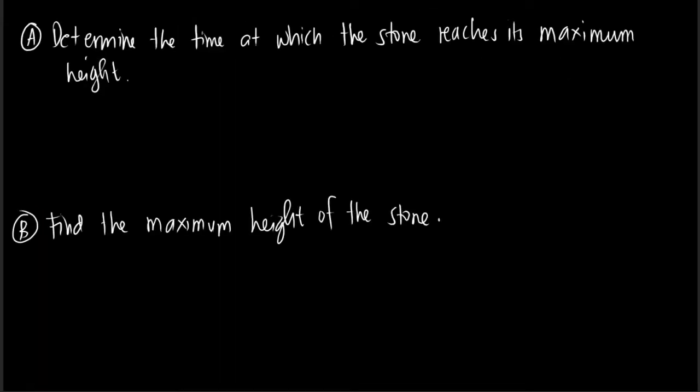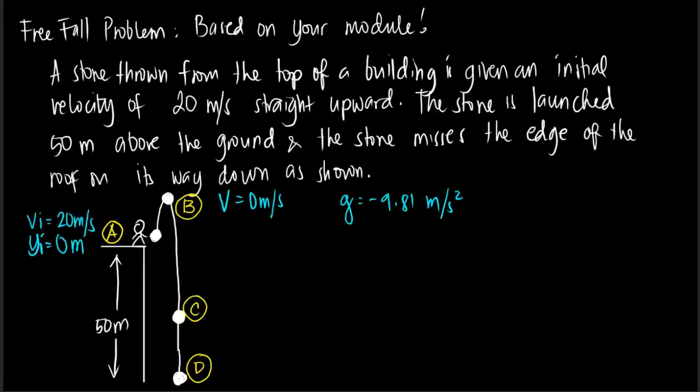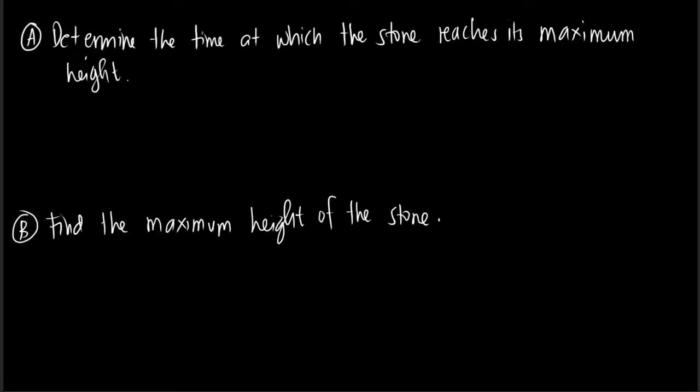We have here question number 1 or question A. Determine the time at which the stone reaches its maximum height. So, looking at the diagram, that is from A to B. From the start to its highest point, we are asked for the time. So, let's write that down, from A to B.